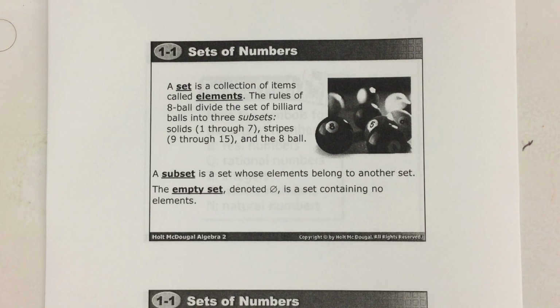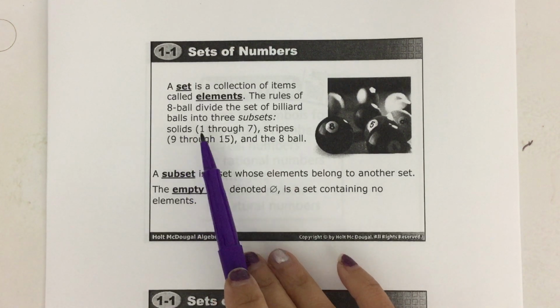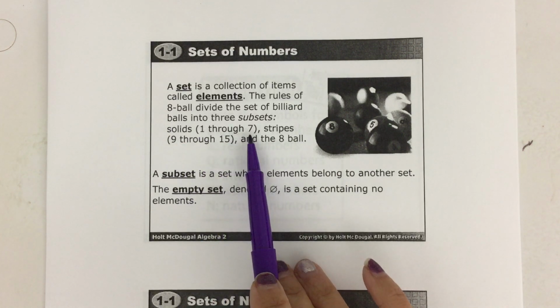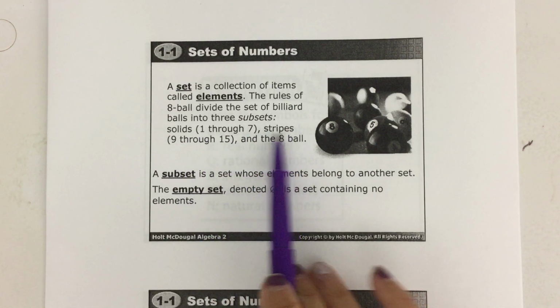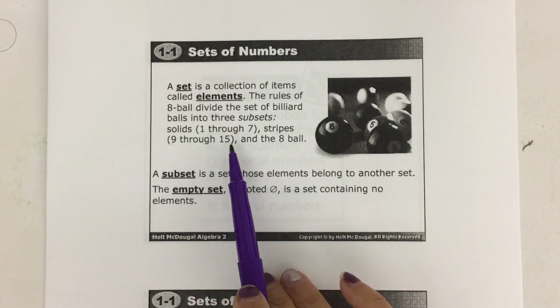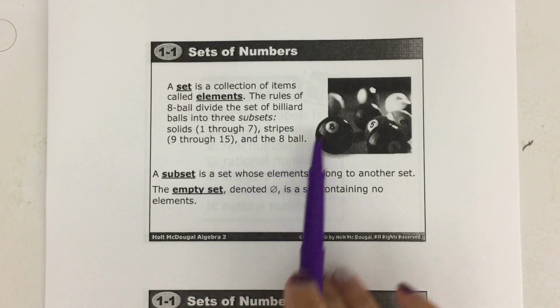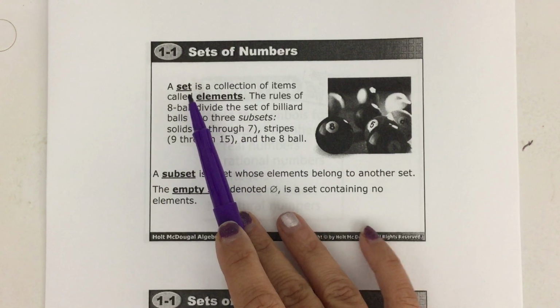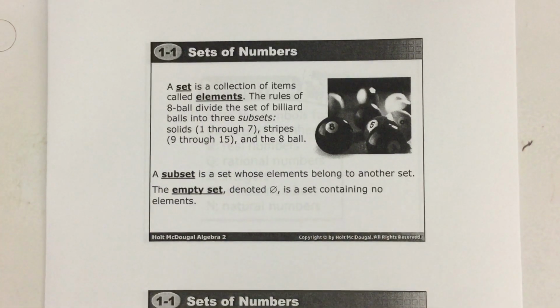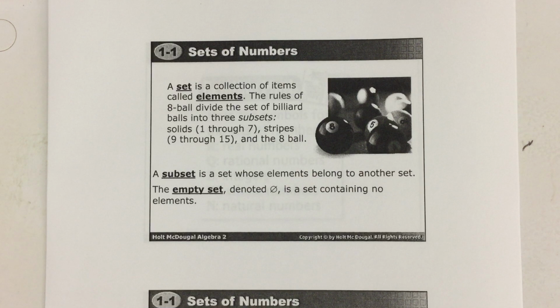If you picture when you are playing a game of pool, there are solids. The balls that are numbered 1 through 7 are solid. There are stripes. Those balls are numbered 9 through 15. Then there's that darn 8-ball, and it is in a set all by itself. So these are subsets, and what that means is that within the larger set, which would be the entire set of all of the pool balls, you have subsets, other little groups within the larger picture.